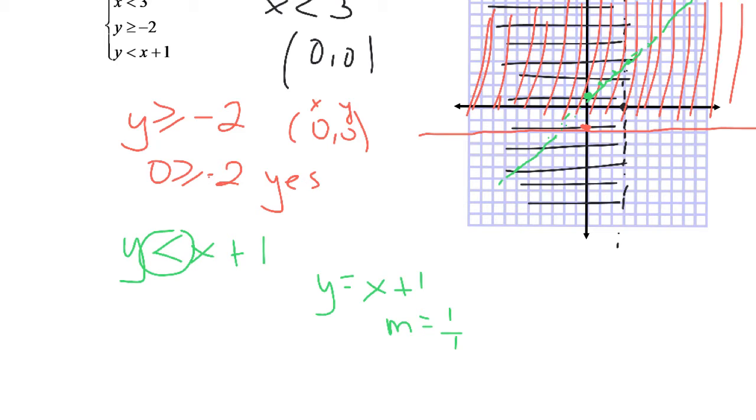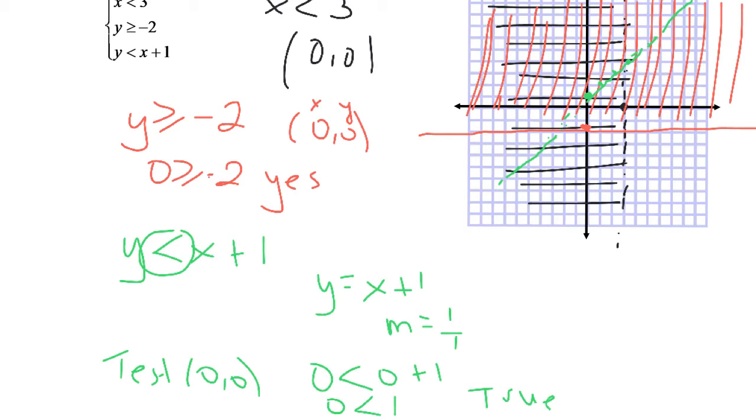So now we need to decide whether we are shading above the line or below the line. Many students know that it will be below the line because y is less than, but let's test a point. Test (0, 0). If you test (0, 0), you will get 0 is less than 0 plus 1. So you get 0 is less than 1. This is a true statement, which means that (0, 0) should be shaded. Okay, so (0, 0) is below the line, so that means that this part should be shaded.